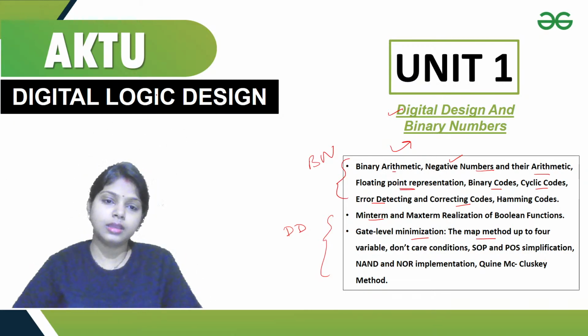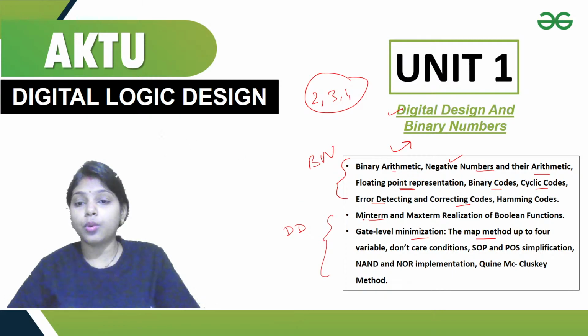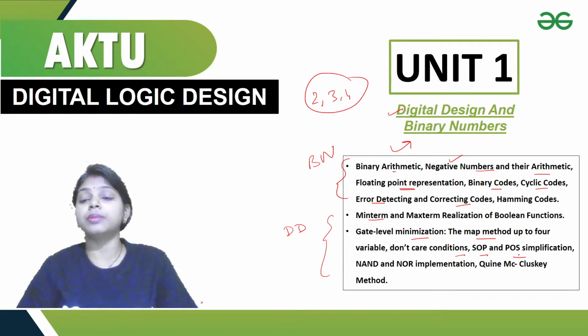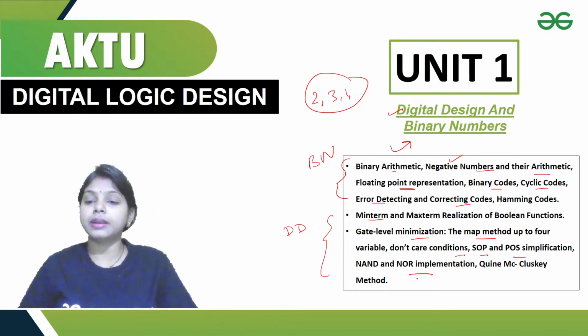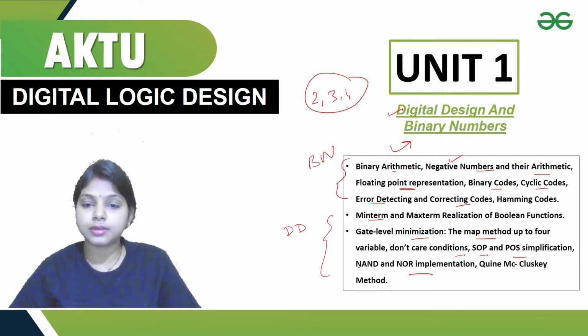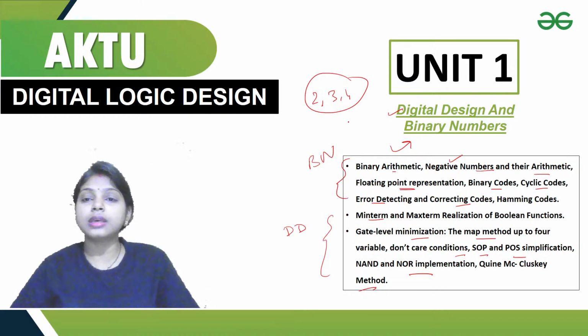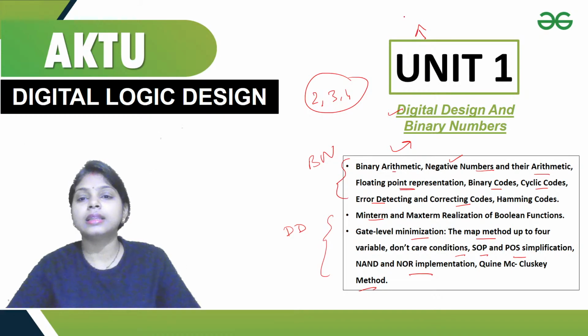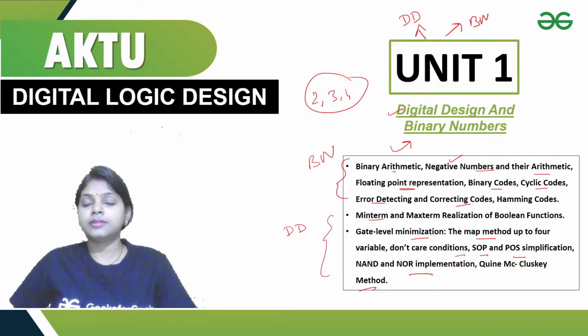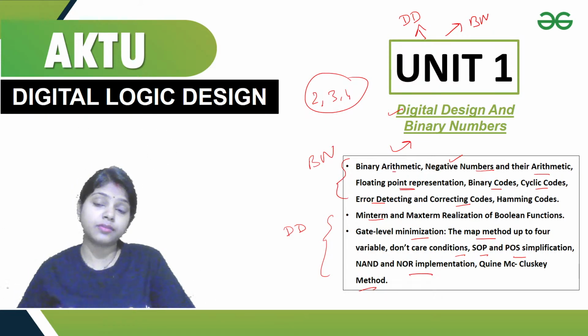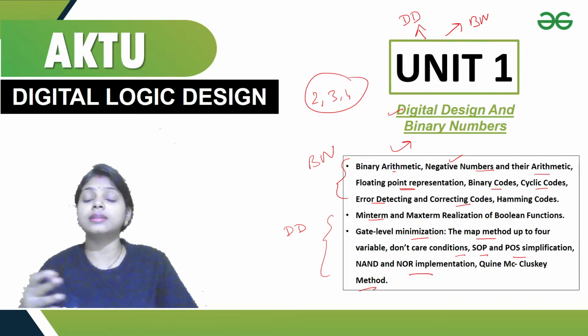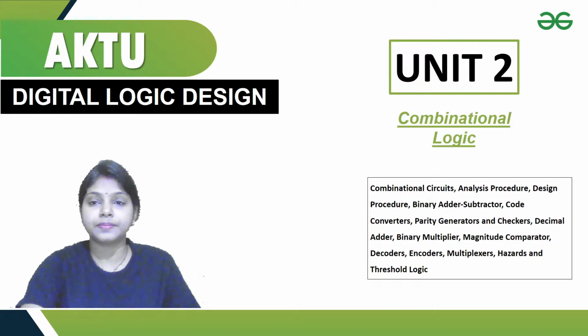In the syllabus we discuss 2, 3, 4 variables, right? Don't care condition, SOP and POS implication. What is SOP, what is POS? Very important. NAND and NOR implementation, Quine-McCluskey method, right? So these are the parts that come under only digital design. So you can see unit 1 consists of 2 parts, that is your digital design and second one is your binary numbers, right? This is the way you have to divide each and every part wise, then only you can complete the entire syllabus, right?